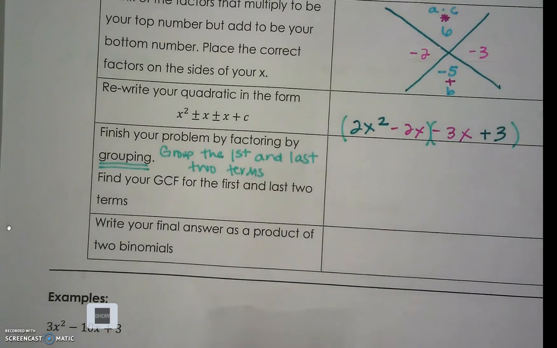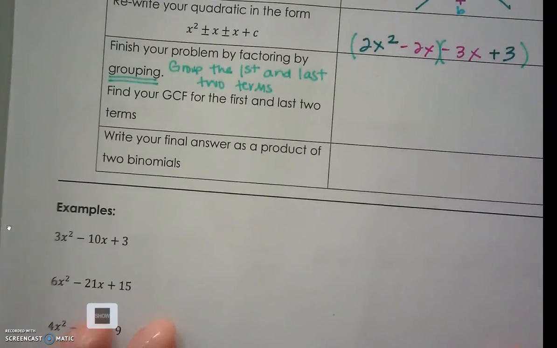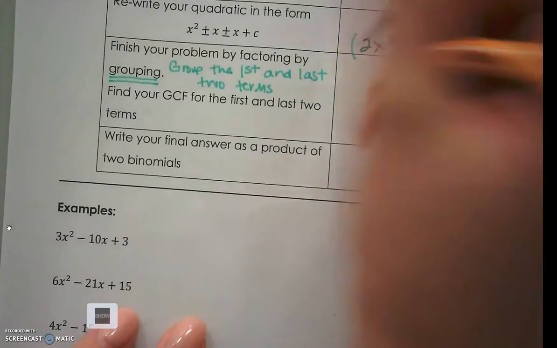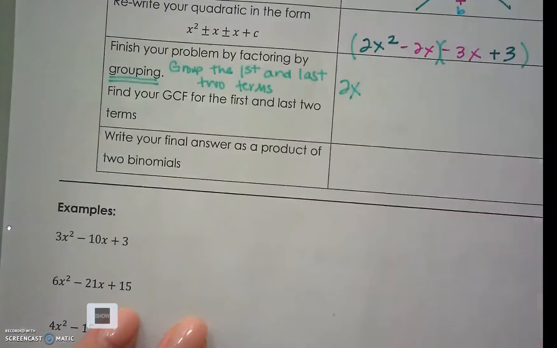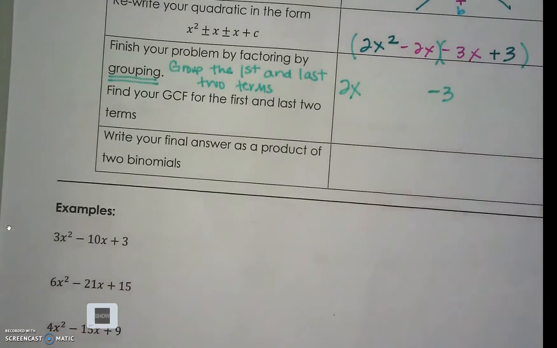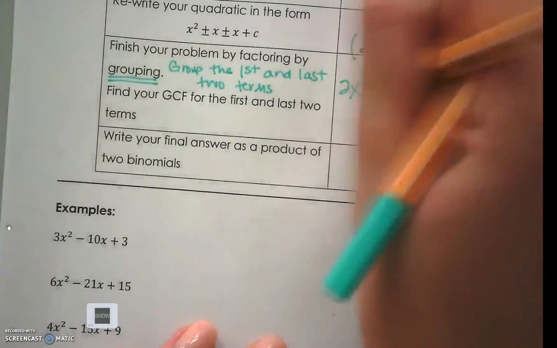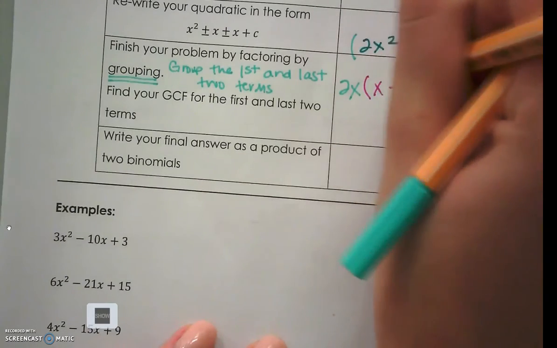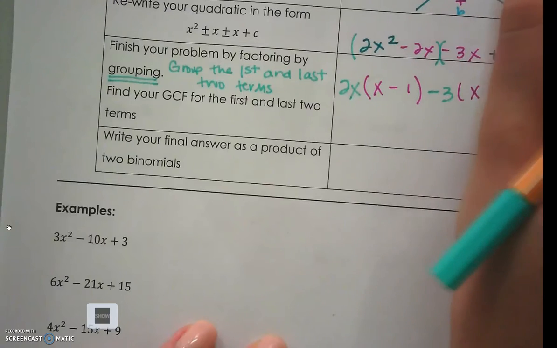If that's the case, then we're searching for a GCF. Once we group them, we want to know the greatest common factor between these 2 groups. Between 2x squared and 2x, that's going to be a 2x. Between 3x and 3, I'm going to take a -3 out. I want this x value to be positive. So what I'm going to get is x minus 1, and this will be x minus 1.